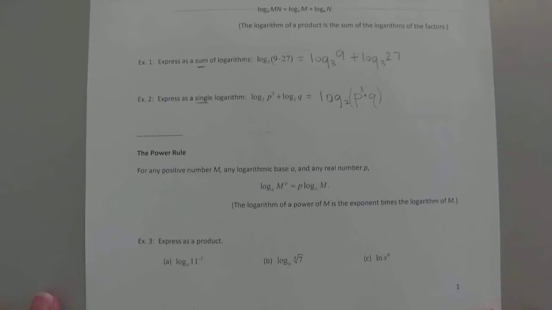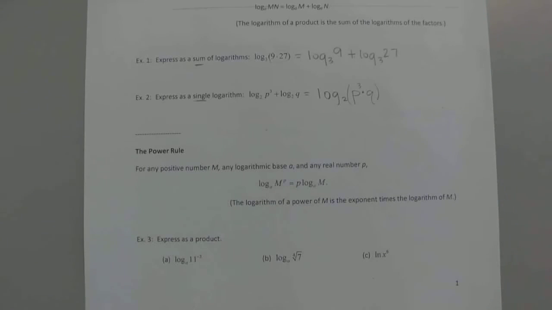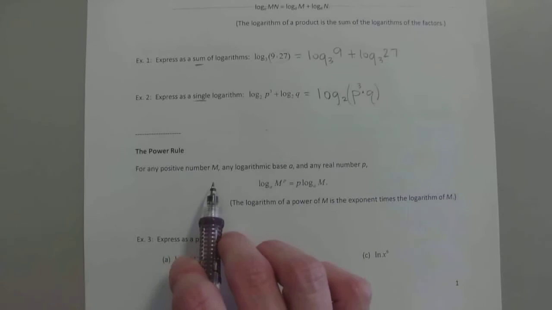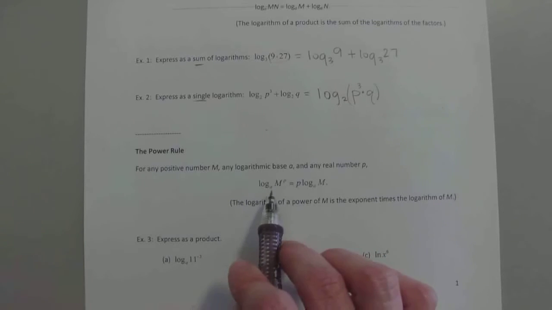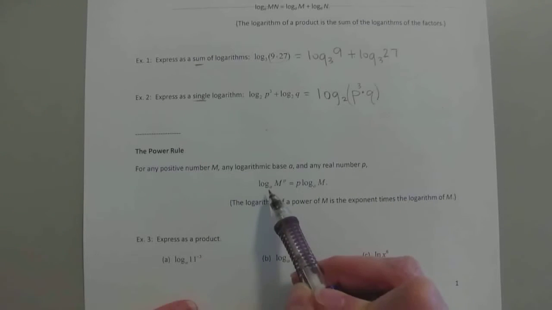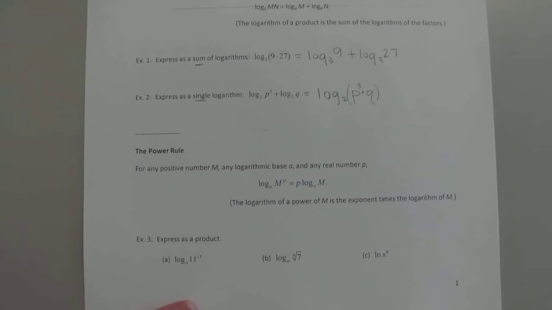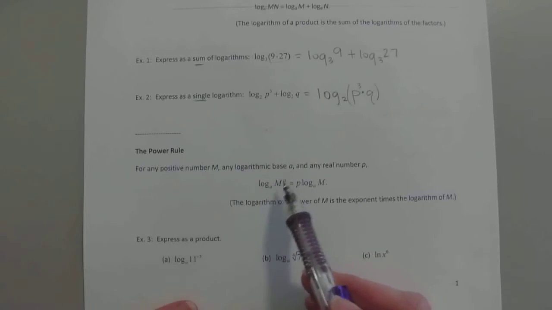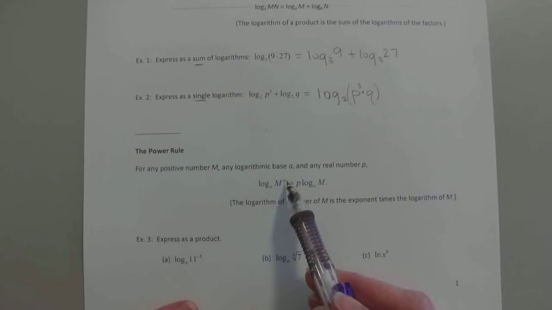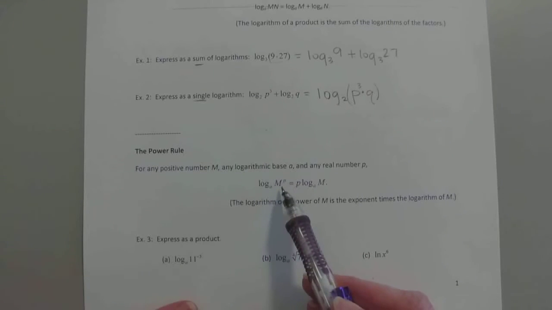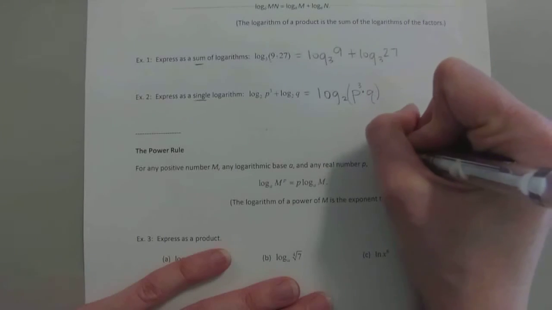So the next one is the power rule. And the power rule is derived directly from the rule just above. What does it mean to multiply something multiple times? 3, 3, 3, 3, it's 3 to a power, right? And so it's just that repeated addition. So the power rule just says, for any positive number m, any logarithmic base a, and any real number p, if you're taking log base a of something raised to a power, the power can just come down in front. Because the whole idea of m to the p, so say this was m squared, that really is a product of m times m, correct?